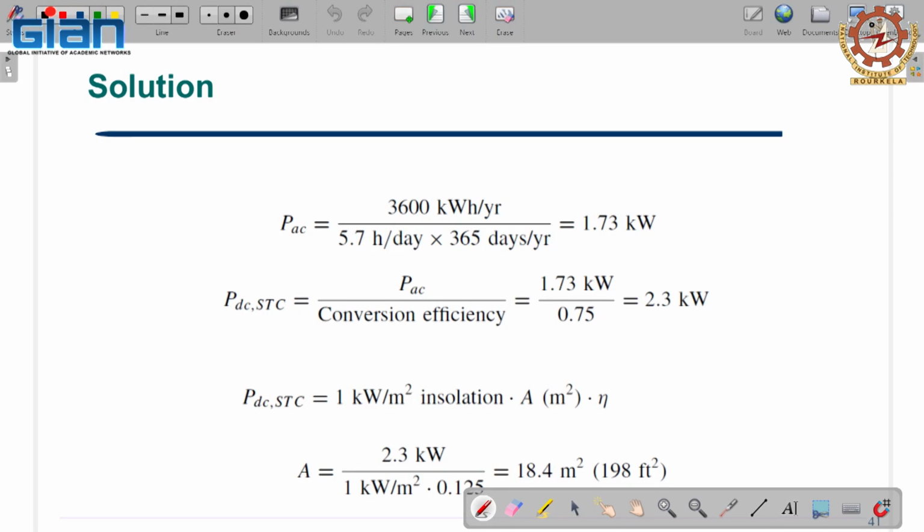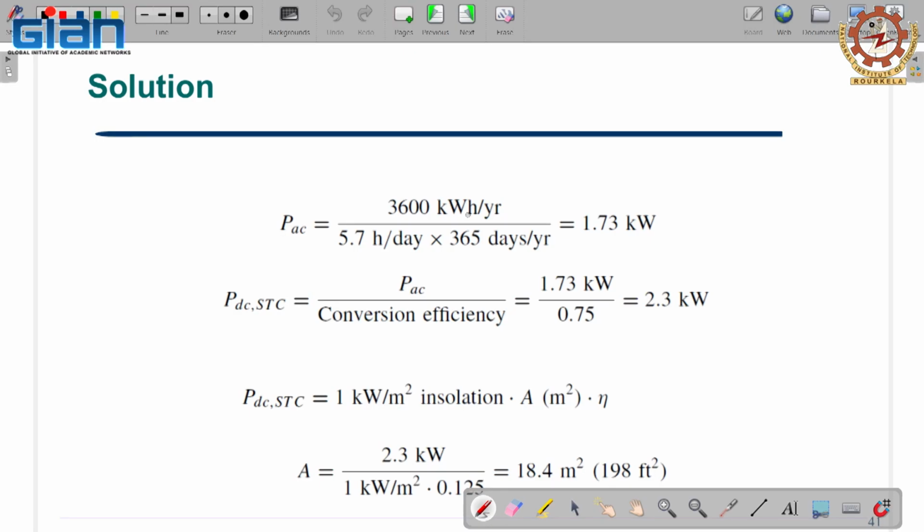So considering the appropriate number of hours of operation as an average, depending upon which place you are going to install, based on some data, and then you consider suitable. First we calculate the yearly energy. The unit is kilowatt hour per year.